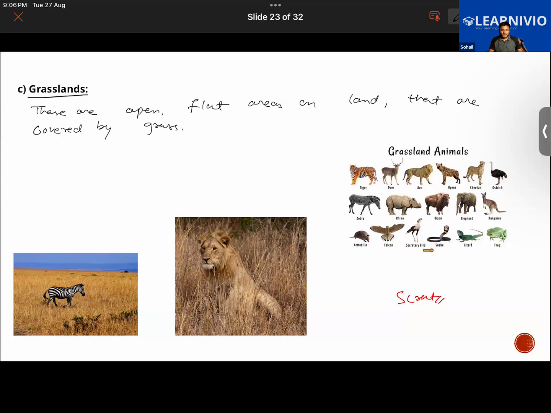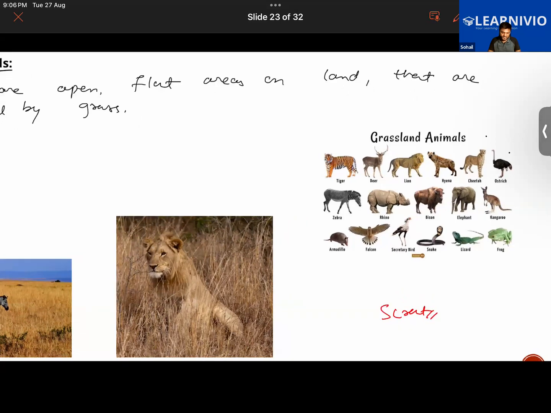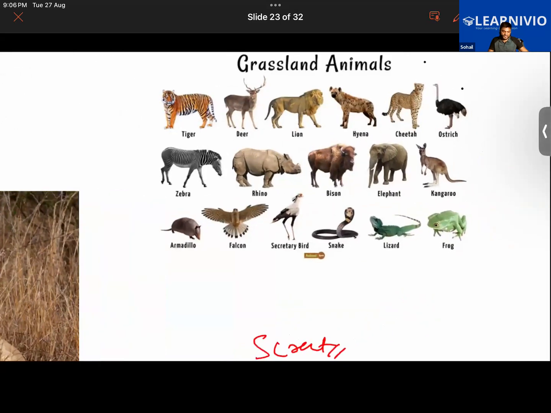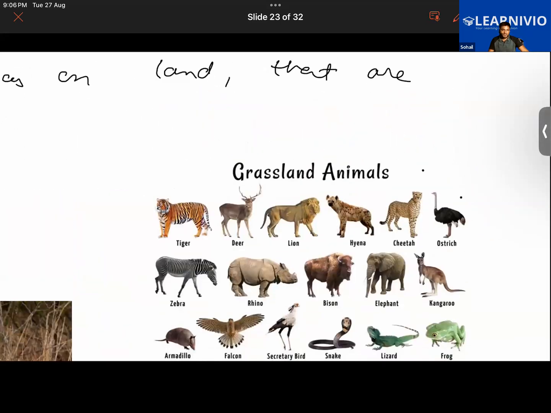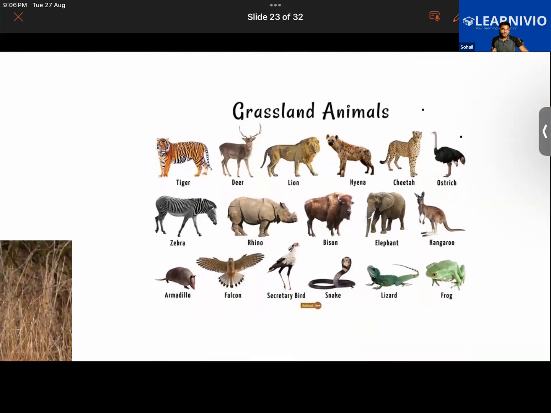Furthermore, it will be a home to lots of species. For example, grasslands would be home to a variety of species like tiger, deer, lion, hyenas, cheetah, even ostriches, and animals like kangaroos or buffaloes. Even zebras can be found here. Snakes, worms, different kinds of lions, different leopards can be found. Different species of elephants would be found in the grassland.